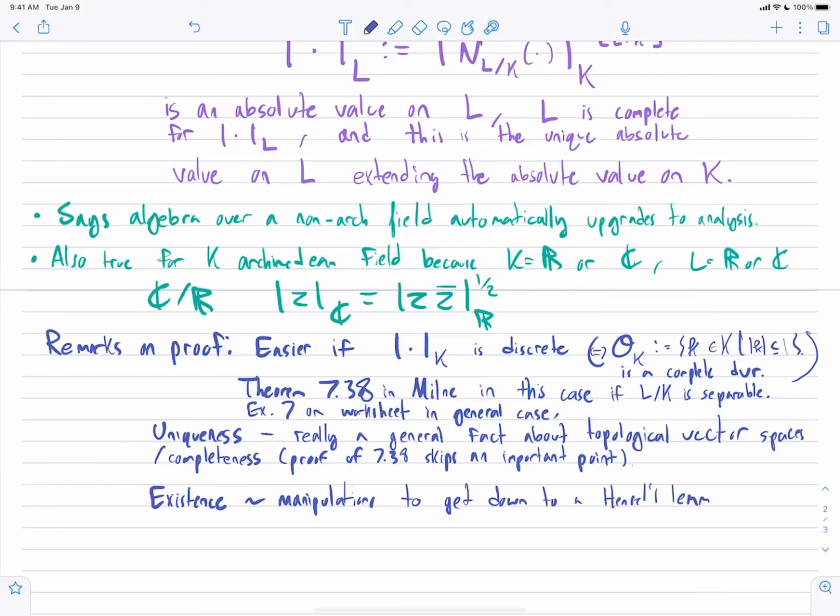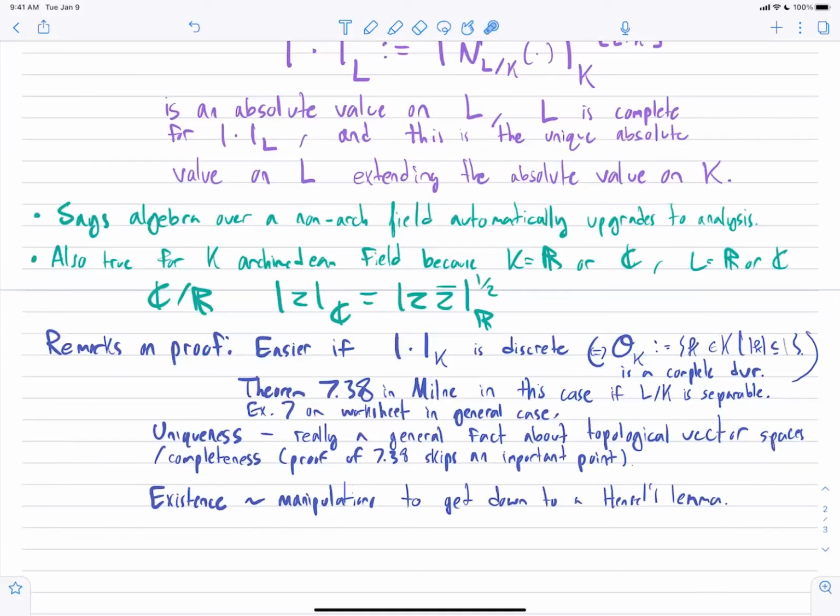It's not exactly Hensel's lemma, and there are many different forms of Hensel's lemma. It's not one of the ones that was on the worksheet last week, but it's pretty close. The actual statement you need is so simple that you can just prove it directly instead of breaking down the most general statement of Hensel's lemma. Okay, so that's how you prove existence.